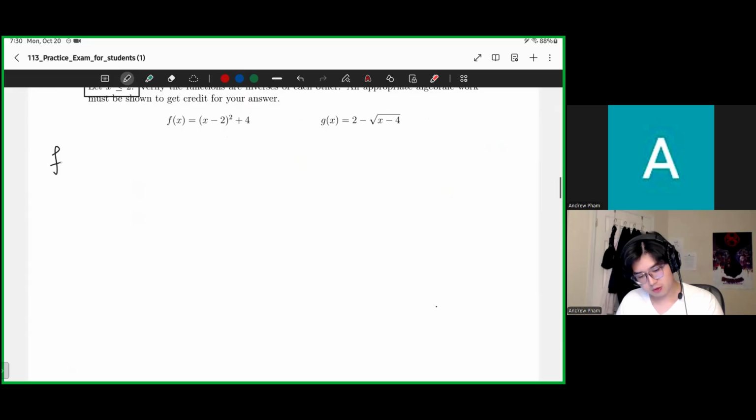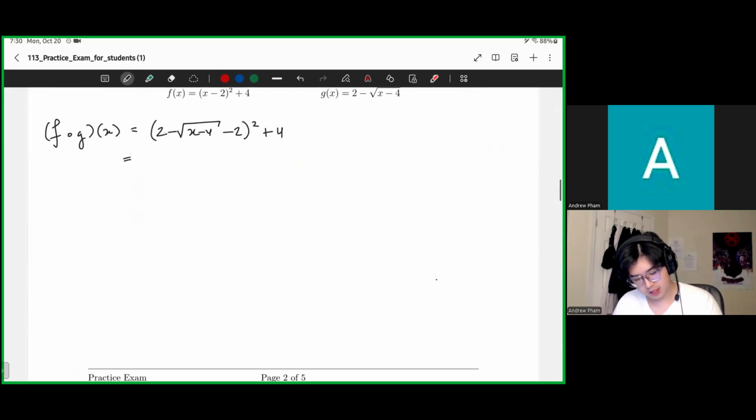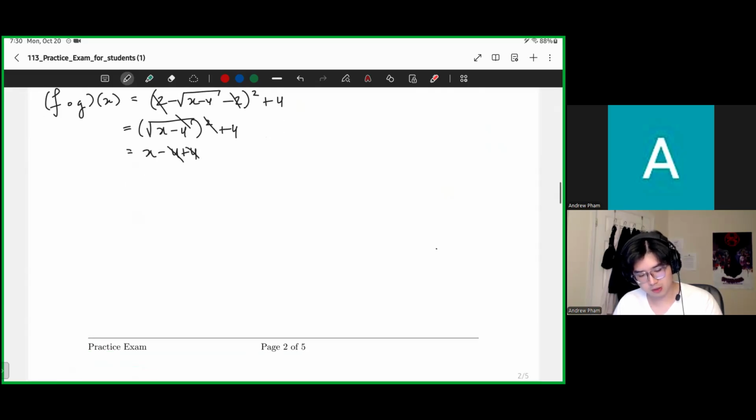Anyways, moving on to do the forward transformation here, or the forward composition, f of g of x. It's going to be open parenthesis 2 minus square root x minus 4 minus 2 squared plus 4. 2's cancel, left with x minus 4 square rooted, squared plus 4. The square root and the square cancel, left with x minus 4 plus 4. And the 4's cancel, and I'm left with just x.